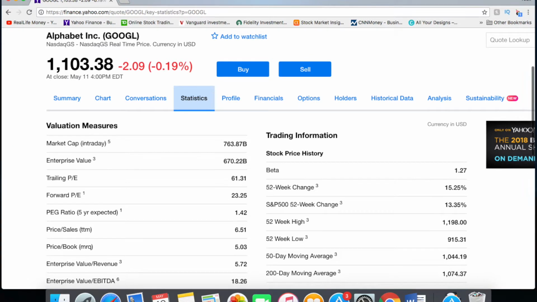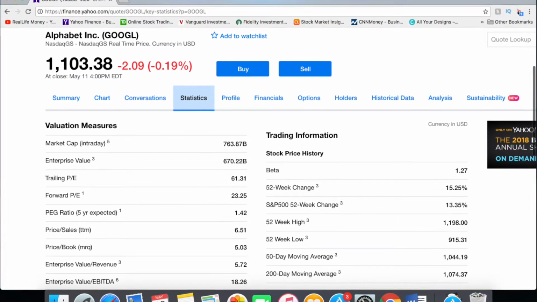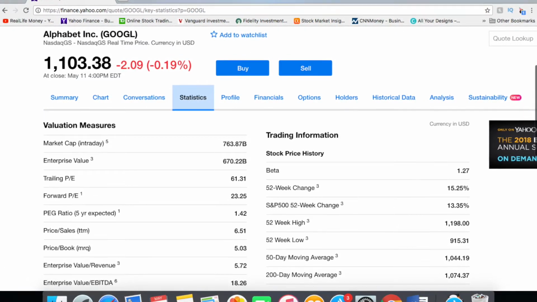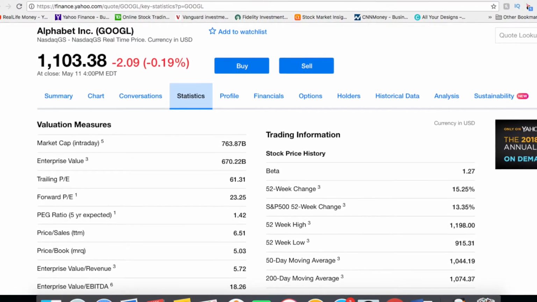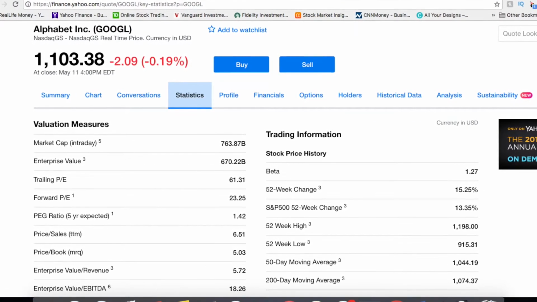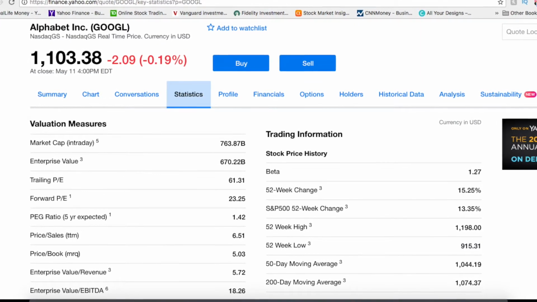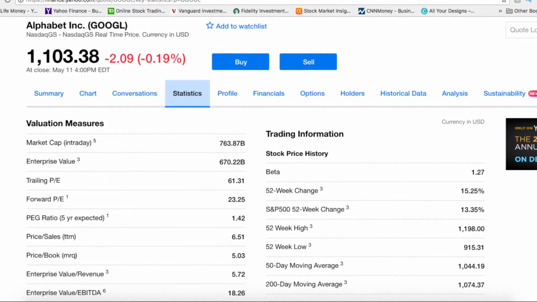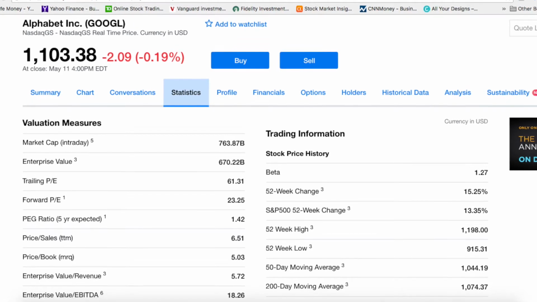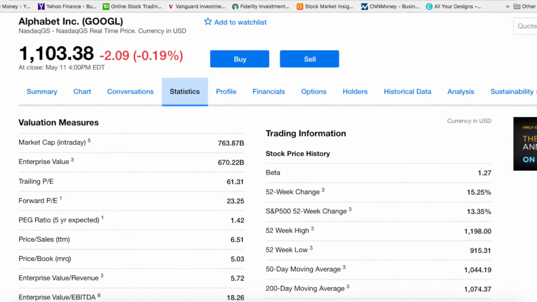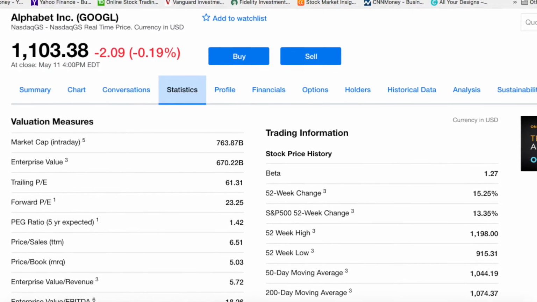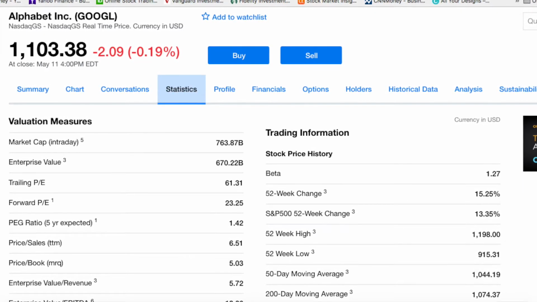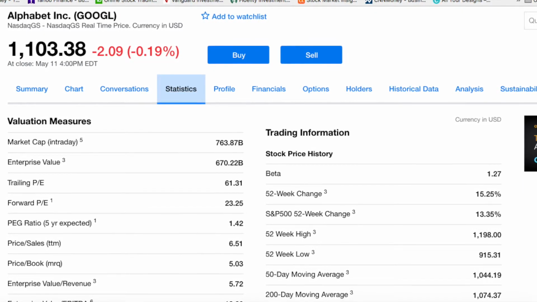So to look at something real quick, let's look at Google. Again, I like my examples. Looking at all the ratios we've been looking at, their trailing PE of 61 is actually really expensive, but their forward PE is 23, so it's a little bit less, and they do have growth behind them. Their PEG ratio is 1.4, so it's a little bit high at this point, but nothing horrendous. I think Amazon's at a 4, which is really high.